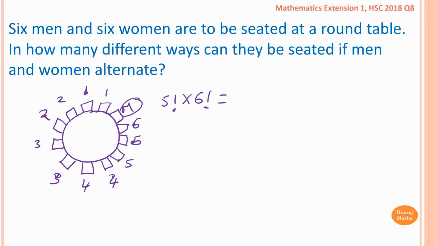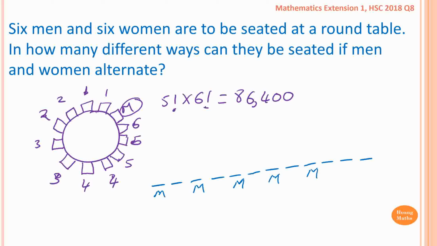So that is equal to 86,400. Or we can do exactly the same process as arranging in a row. So let's say 1, 2, 3, 4, 5, 6, 7, 8, 9, 10, 11, 12. So let's say men here, and here, and here, here, here, and here.